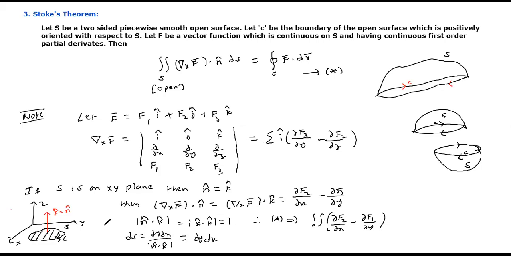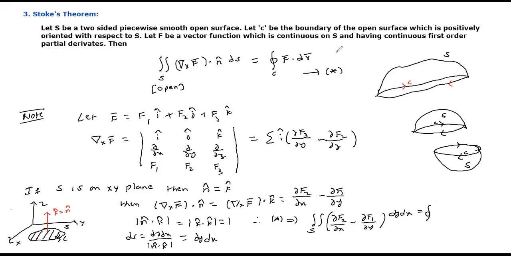I said several times, whenever your surface is on the xy plane, there is no difference between surface integral and double integral. Surface integral and double integral both are one and the same. So this ds is nothing but dy dx over S. Where is this S? This S is lying on the xy plane. So instead of S, I will call it as Sxy, or you simply call it as S. Dy dx is equal to integral over C.